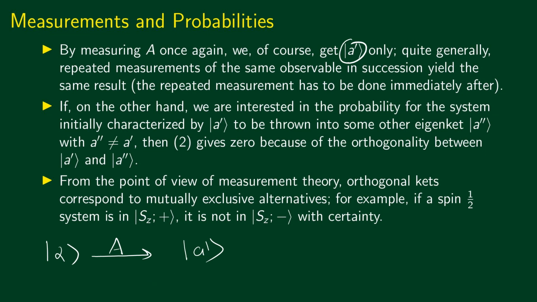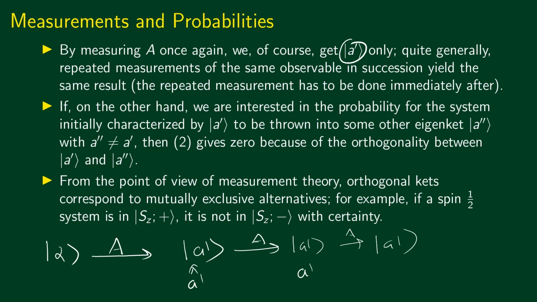The next question is, I repeat the measurement of A on the same system. I measured A once, and let's say that I got an eigenvalue A prime. So the state after measurement is ket A prime. If I repeat the measurement of A, I am sure to get the eigenvalue A prime, which means that the state continues to be in ket A prime.